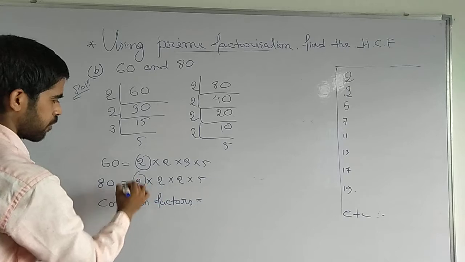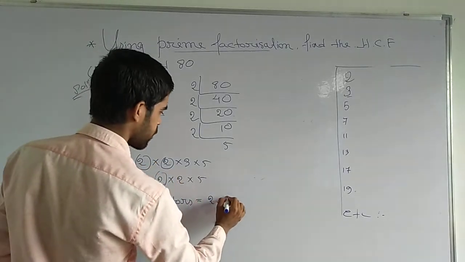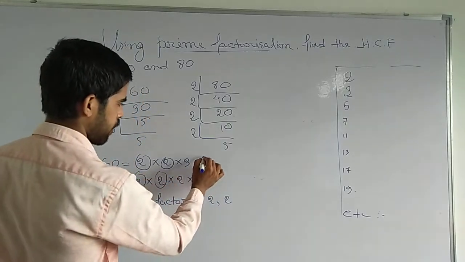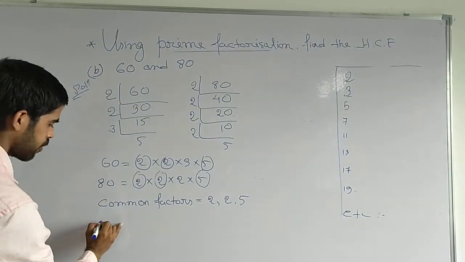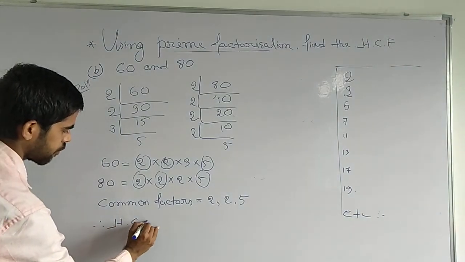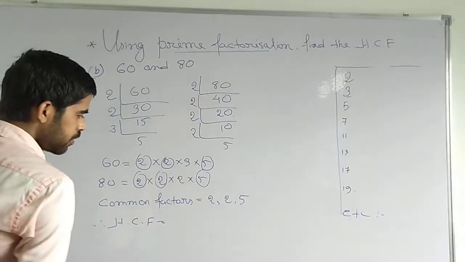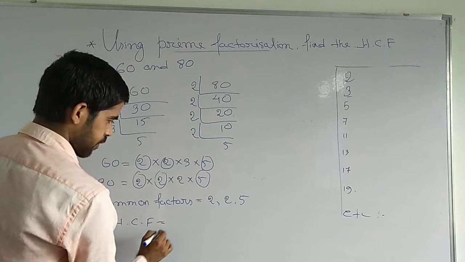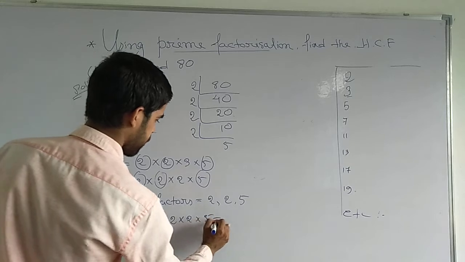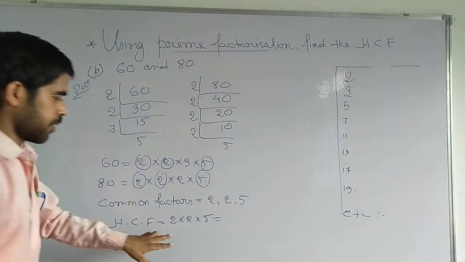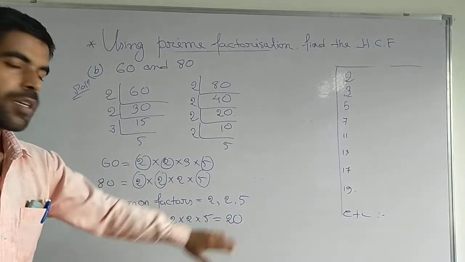Here 2 one time, right? And there 2 again, and then 5. Okay. So now we have to find out the ACF. So ACF will be multiples of the common factors. Okay. 2 into 5, 2 fours are 4, 4 fives are 20. So ACF is 20.